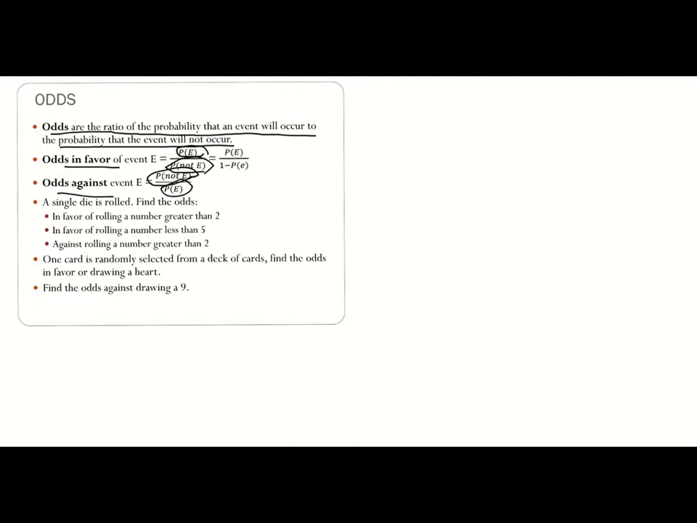Find the odds in favor of rolling a number greater than 2. So the probability of rolling a number greater than 2. Remember, your outcomes for a single die are 1, 2, 3, 4, 5, and 6. A number greater than 2 would be anything from 3 through 6. So that is 4 out of 6. And it's going to be divided by the complement to that. Well, the complement of that would be a number that's 2 or less, so it's going to be 2 out of 6.